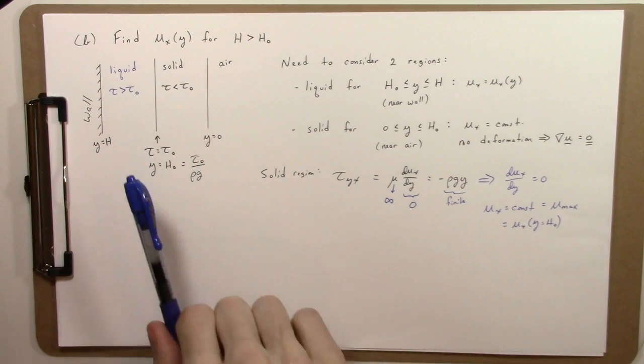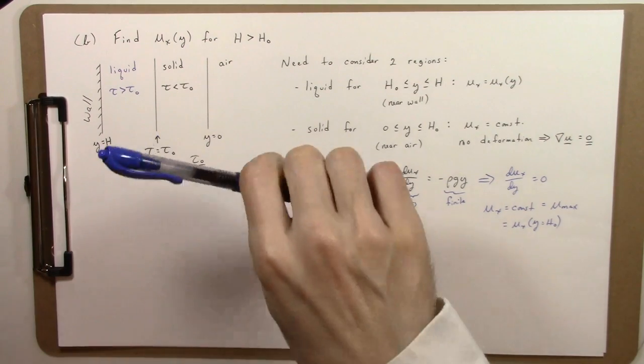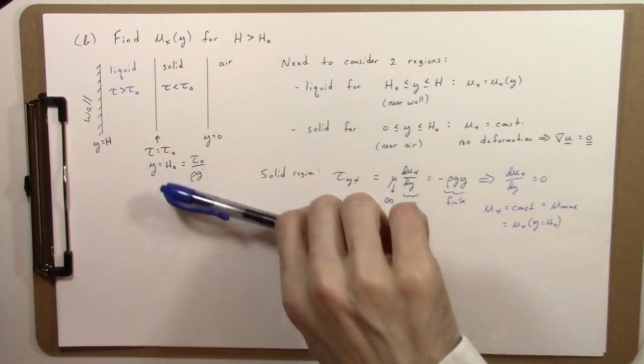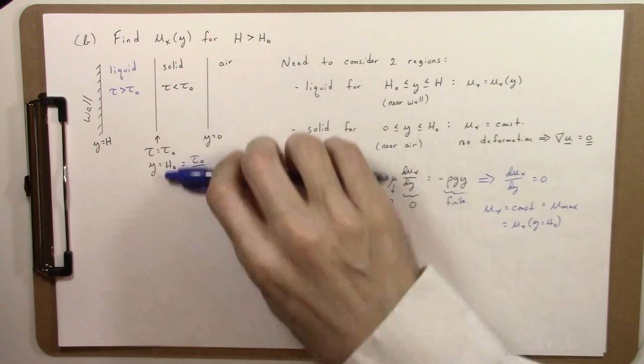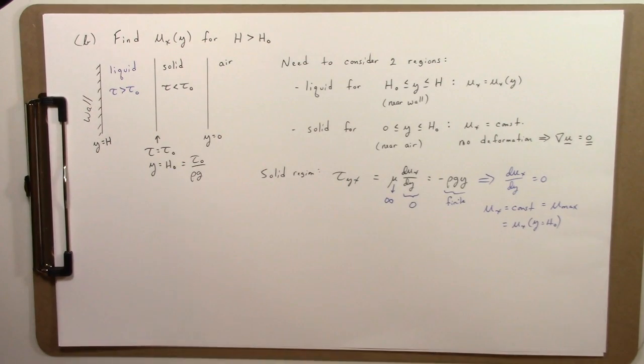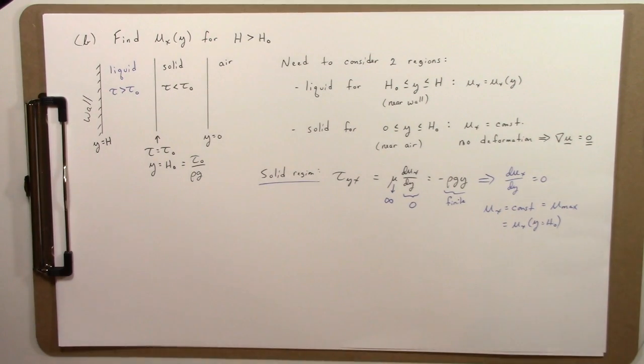So basically we have to analyze the liquid region and find the velocity at that interface, and then the entire solid is going to move at that same velocity as it does along the interface. The solid doesn't deform, so the velocity is constant, and the whole thing moves down at whatever the velocity of the liquid-solid interface is. So we have to figure that out by analyzing the liquid region.